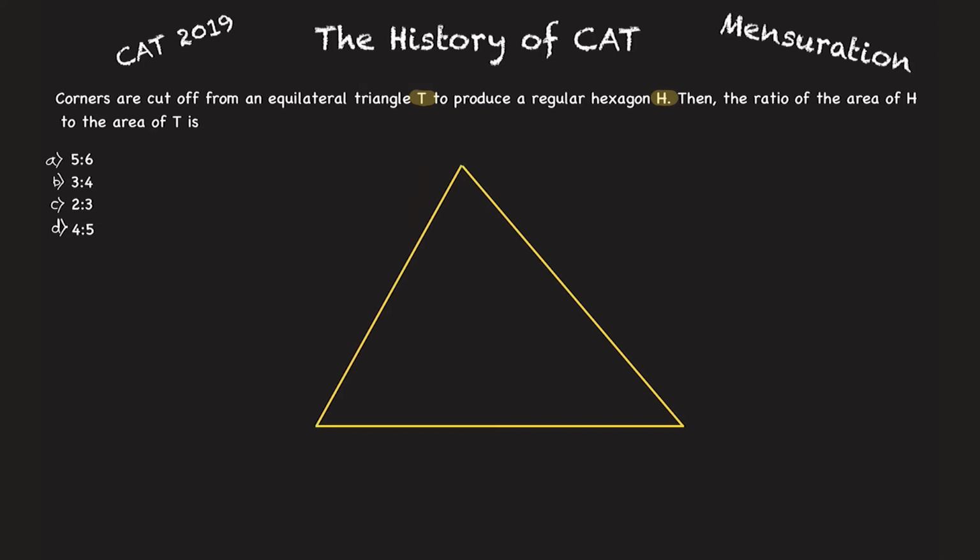Now what do I do with this? I cut the corners of this equilateral triangle. Which means what? This is where visualization comes into the picture. I am first cutting out a corner, say like this. Similarly, I go ahead and cut this corner as well, and this corner as well. So I have taken these three corners out.